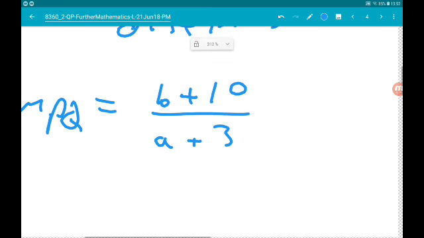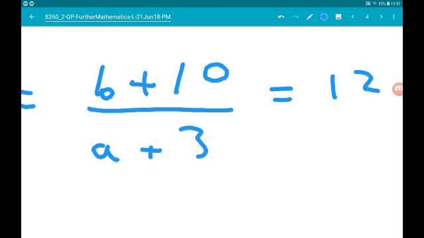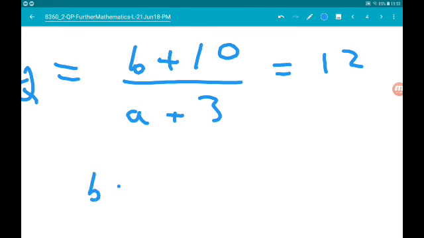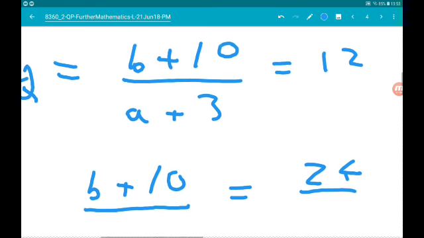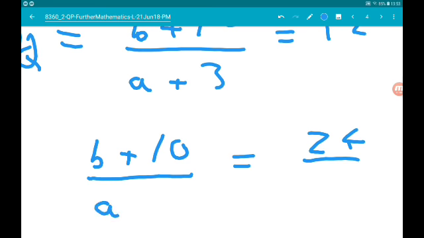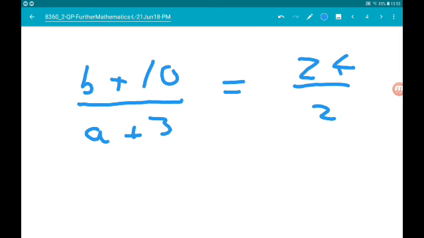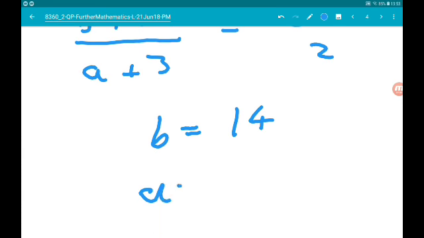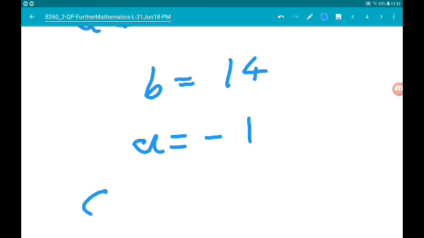Now we need this fraction to equal 12. So, for example, we could have the top, let's say, as 24. So, if we had b plus 10 is equal to 24, and to get 12, we would need 2 on the bottom. So, if b plus 10 is 24, b would be 14, and if a add 3 is 2, then a is minus 1. So Q could have coordinates minus 1, 14. Cool.